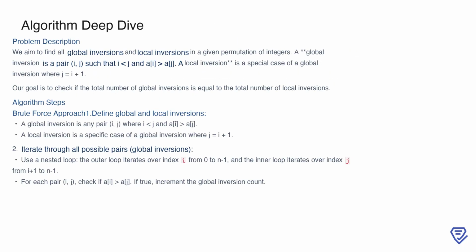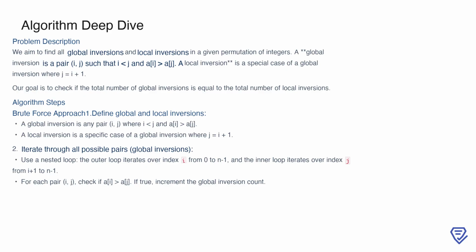In this problem, we're working with a permutation of integers and analyzing two types of inversions, global and local inversions. A global inversion occurs when a pair of indices, i and j, satisfies i < j and a[i] > a[j]. On the other hand, a local inversion is a specific type of global inversion where j is exactly i + 1. Our task is to determine if the total number of global inversions is equal to the total number of local inversions. To start, we can use a brute force approach.